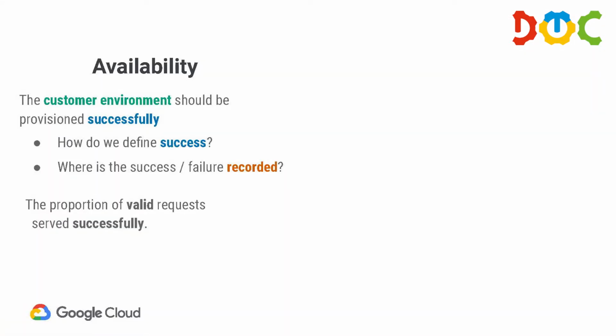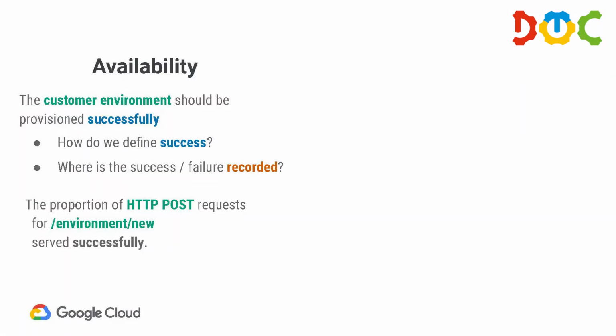So we can start asking questions about this availability. What does it mean that the environment should be provisioned successfully? And what we'll look at is the proportion of valid requests that are served successfully. Well, what does it mean to be a valid request? Let's look at that. So maybe the way that a customer asks for a new environment is there's an HTTP POST that goes to /environment/new. So this is an indication to the system, give me a new environment. So we can count all of those. Every time a customer makes one of those, we know that's an event.